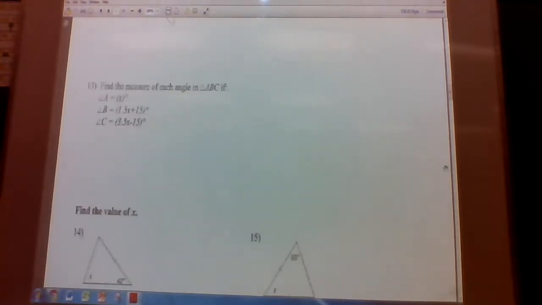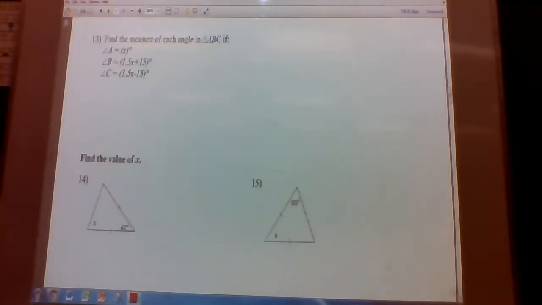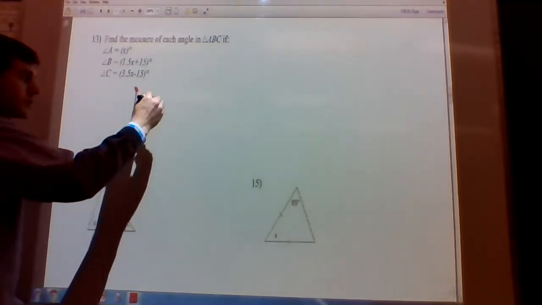Set. We have 13, 14, and 15. Okay. 13 is a pretty easy problem, but a lot of people struggle because it's not very explicit in what you're supposed to do. You want to find the measure of each angle. So if you don't know what to do right away, draw the picture.